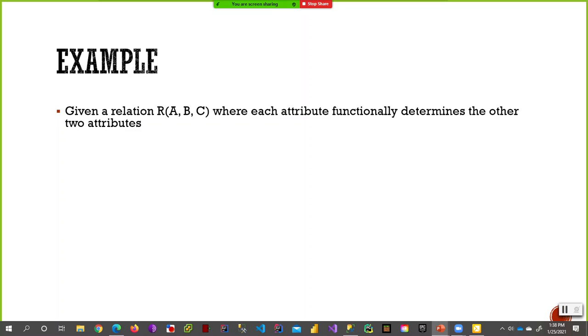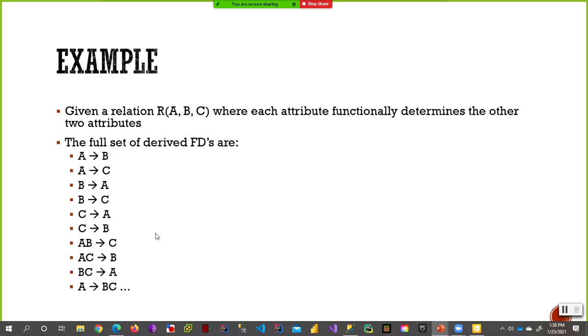So let's do an example. We have a relation ABC. Each of the attributes functionally determines the other two attributes. So A functionally determines BC, B functionally determines AC, C functionally determines AB. So the set of derived functional dependencies are as follows. The full set, after we split everything up, and we're not done yet, right? So A→A, B→B, C→C, AB→C, all of this stuff.